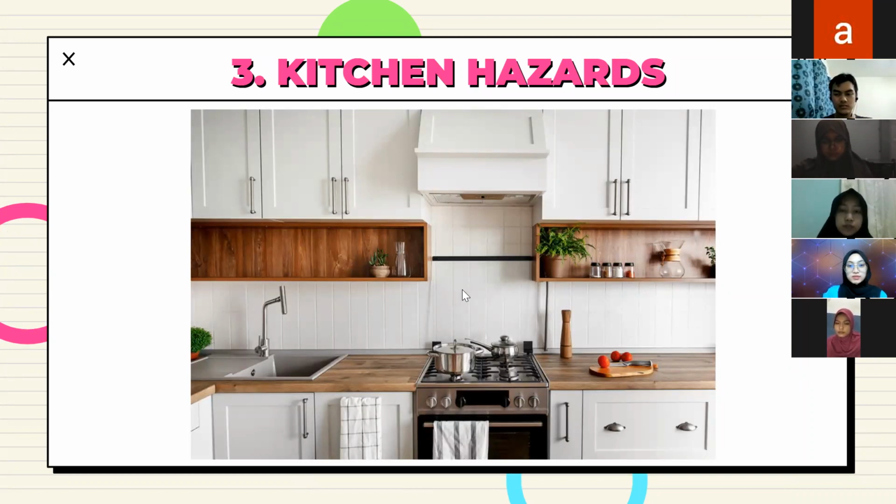Okay, now I will explain about kitchen hazards. Every kitchen has many safety hazards. Common risks in the kitchen are fire, electrical issues, burns, slipping, and improper handling. So now I will show the hazards that I found in College 17. Next slide.